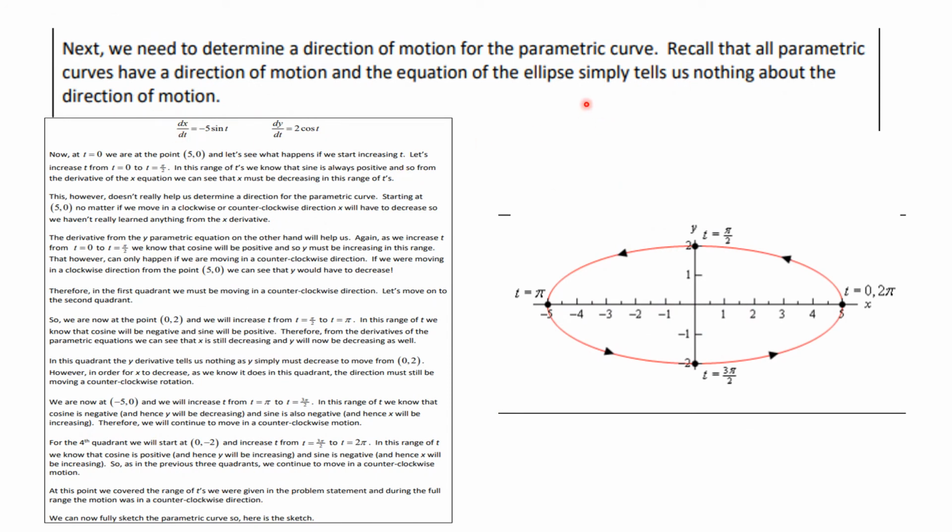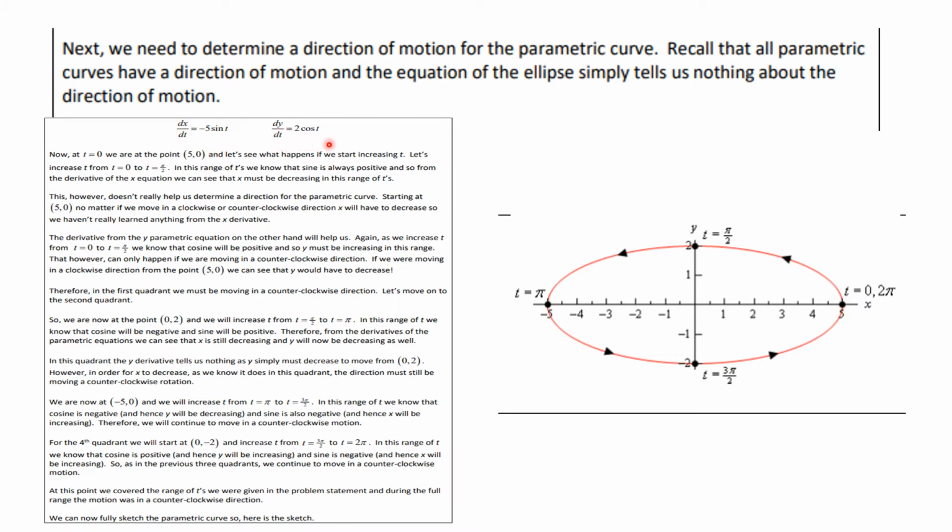And next we need to determine a direction of motion for this parametric curve. So now I will just take the derivatives like I did. So this is dx dt is -5 sine t. Now this is going to be negative from 0 to pi. That means from 0 to pi, the x value will decrease, as you can see here. And then it will start increasing down here. That came from this derivative.